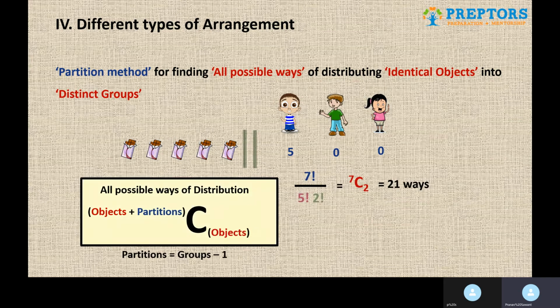Now, the formula is: all possible ways of distribution is (objects plus partition) C partition. How to find out partition? Groups minus 1. So over here there are three groups, so 3 minus 1 gives the number of partitions. That means two partitions will be there. If I apply that to this formula, it will be 7C2. So 7C2 is 21 ways.